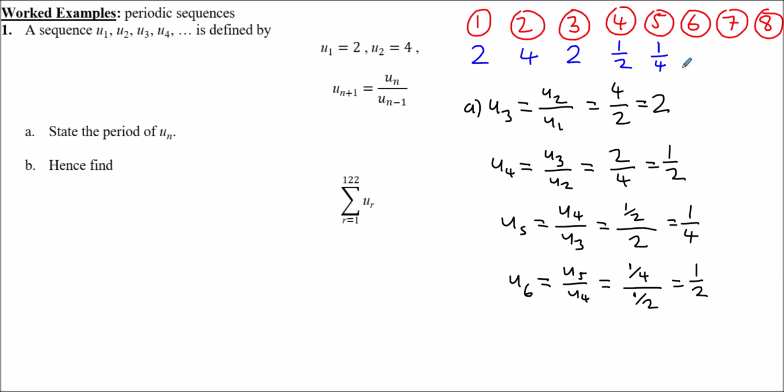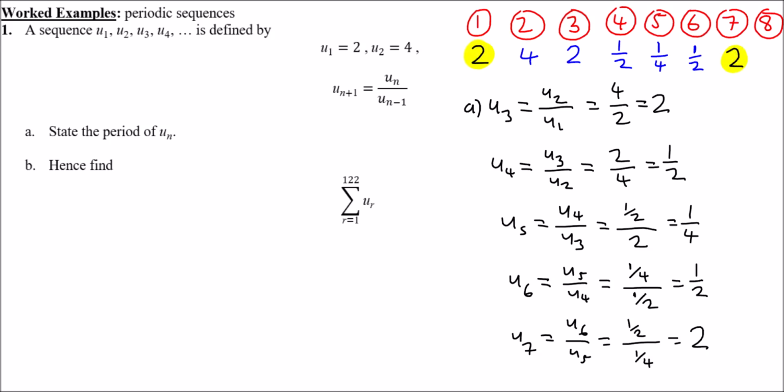Still not gone back to 2 yet. The seventh term, u7, that's a bit high actually, I'll drop it down so it's not so close. That's going to be u6 divided by u5. The sixth one is a half. The fifth one was a quarter. What's a half divided by a quarter? Well, hopefully, if you don't know keep, flip, change, you'll think of it like this. If you divide by a quarter, it's the same as multiplying by 4. A half times 4 is 2. And finally, we're back to the beginning. We started there, we've got back to the beginning.